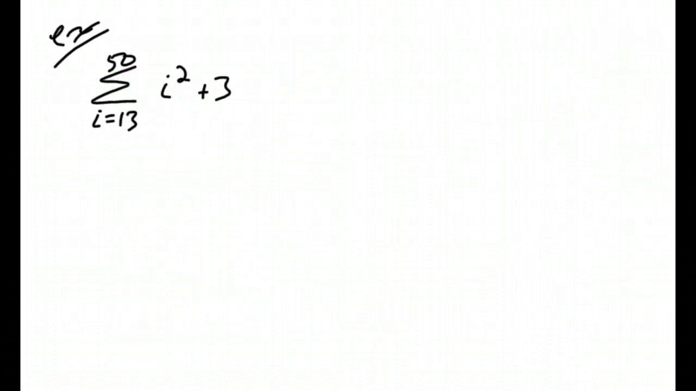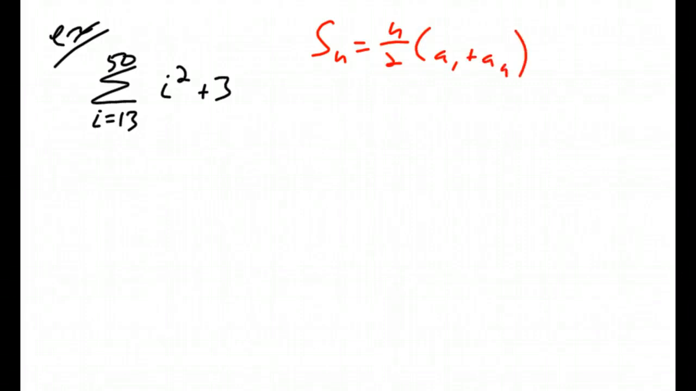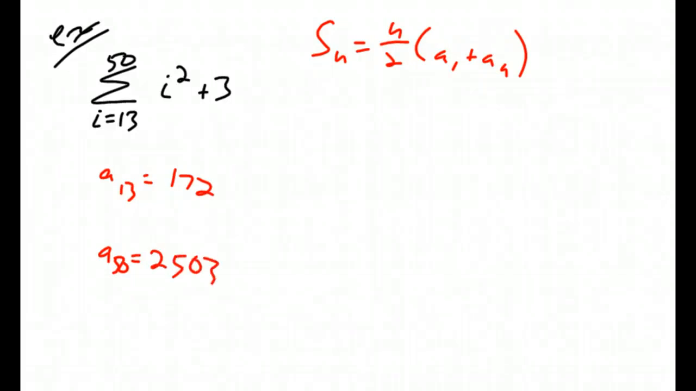Alright, this is the last example I'm going to do with you guys in this video. So again, it wants to find the sum, so I'm going to use this formula, n over 2 times a sub 1 plus a sub n. In this case, my first term is going to be when I have 13, so a sub 13 is when I plug in 13. 13 squared is 169, plus 3 is 172. And I need to find my last term, which is 50. When I plug in 50 squared plus 3, 50 squared is 2500, plus 3 is 2503.